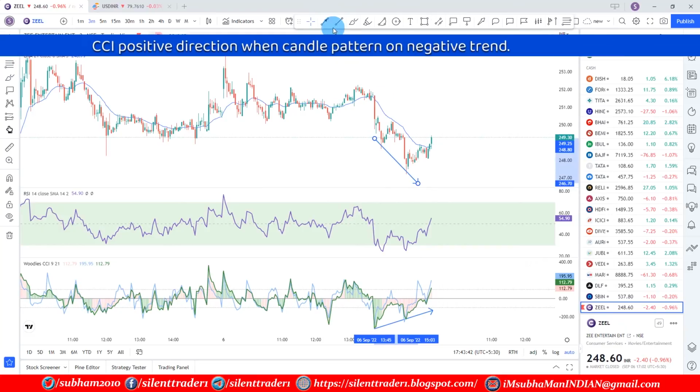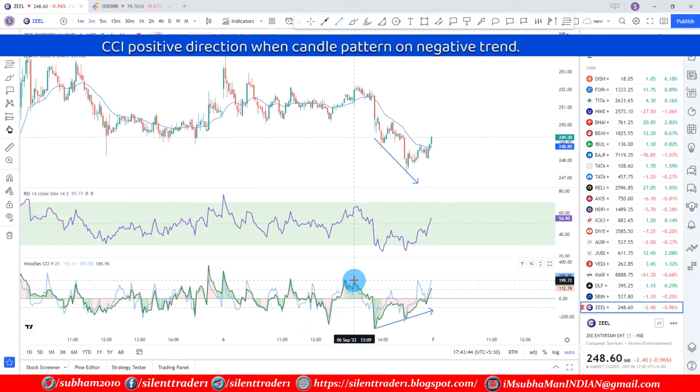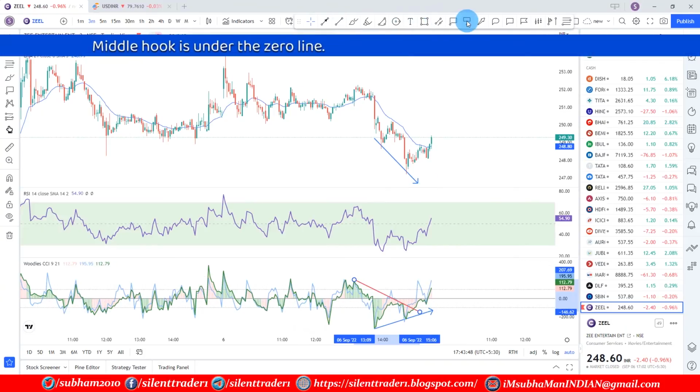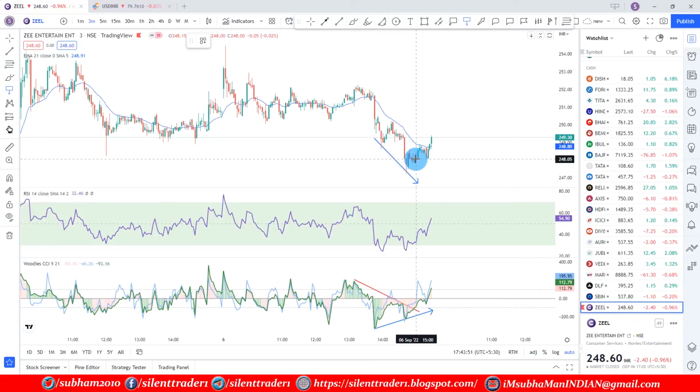CCI shows a positive direction when the candle pattern is in a negative trend. The middle hook is under the zero line. And it's a blast.